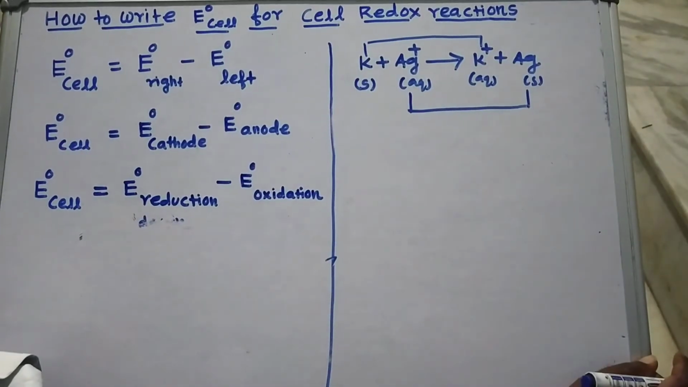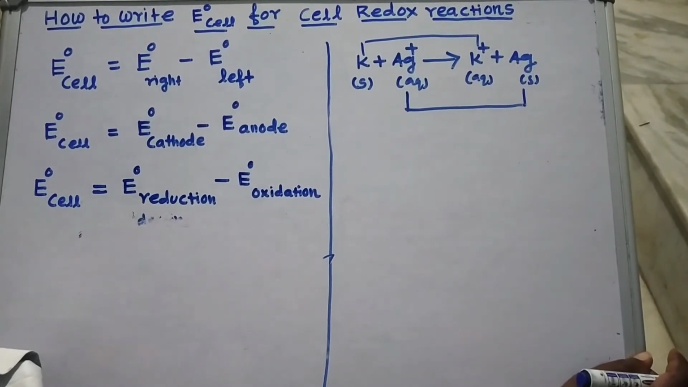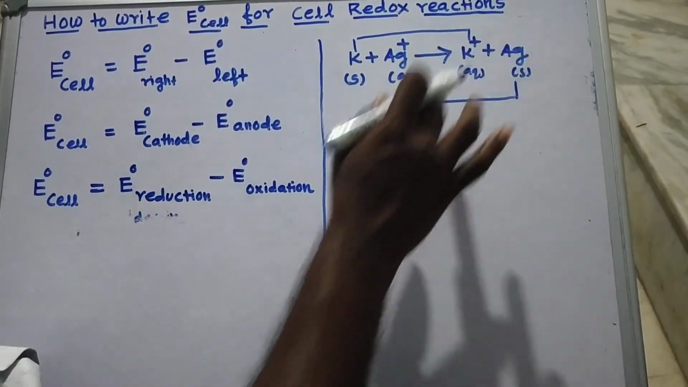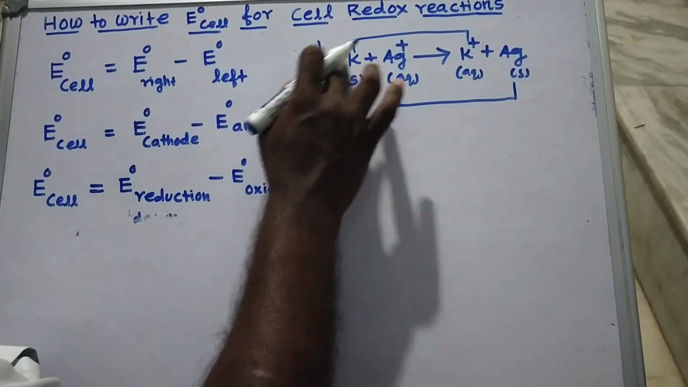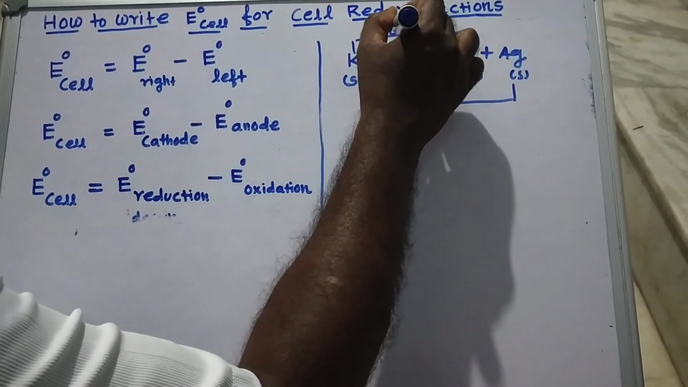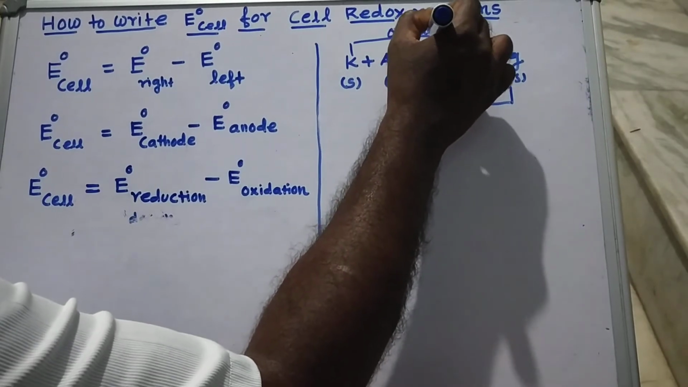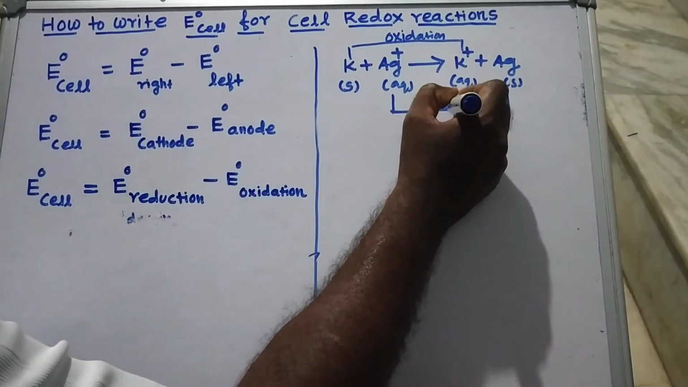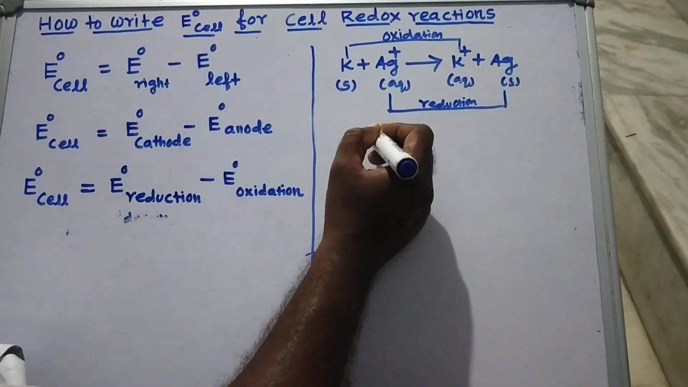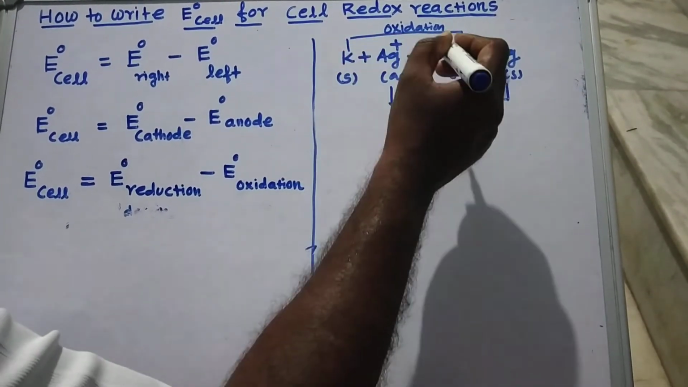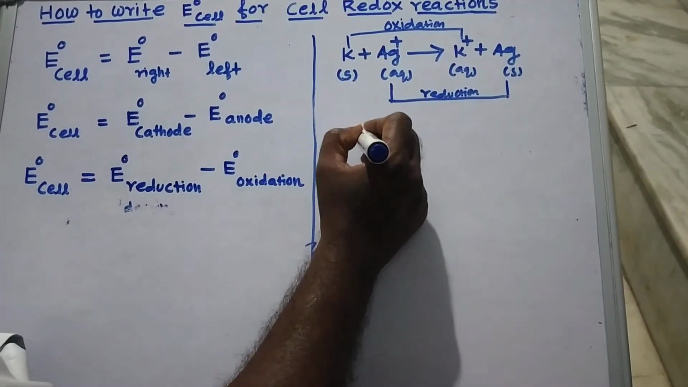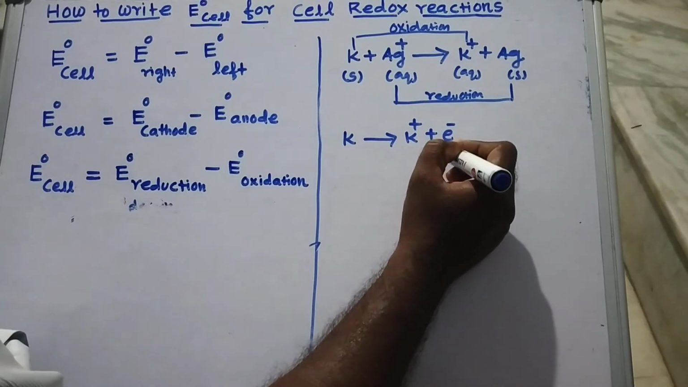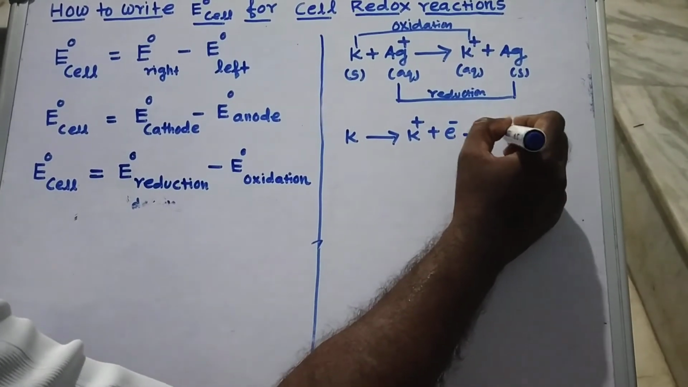Okay, students. Now we are going to see the last one. K plus Ag plus gives K plus and Ag. Now K becomes K plus, therefore it will undergo oxidation. And Ag plus becomes Ag, therefore it will undergo reduction. Now we are going to split this equation into individual components. It means K becomes K plus by the loss of 1 electron. Here oxidation takes place.